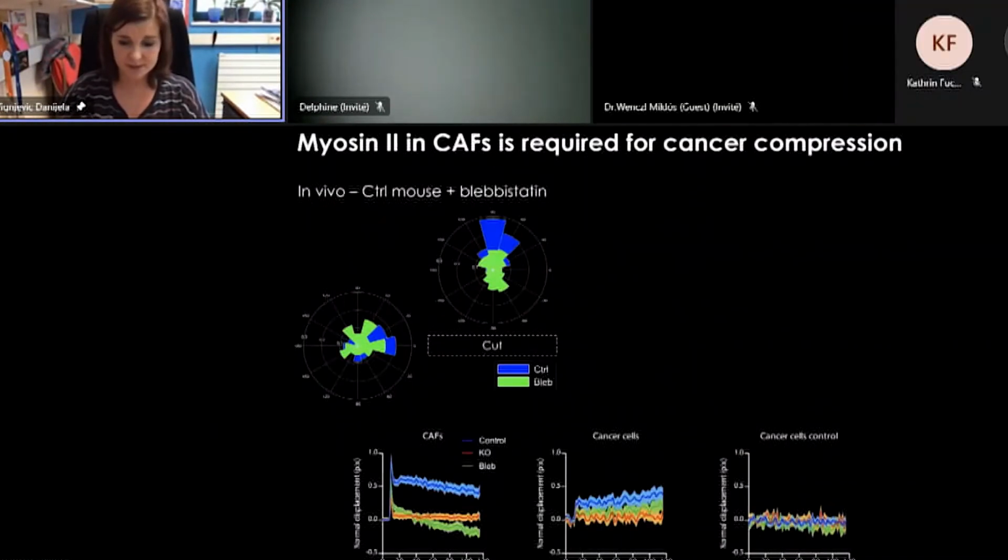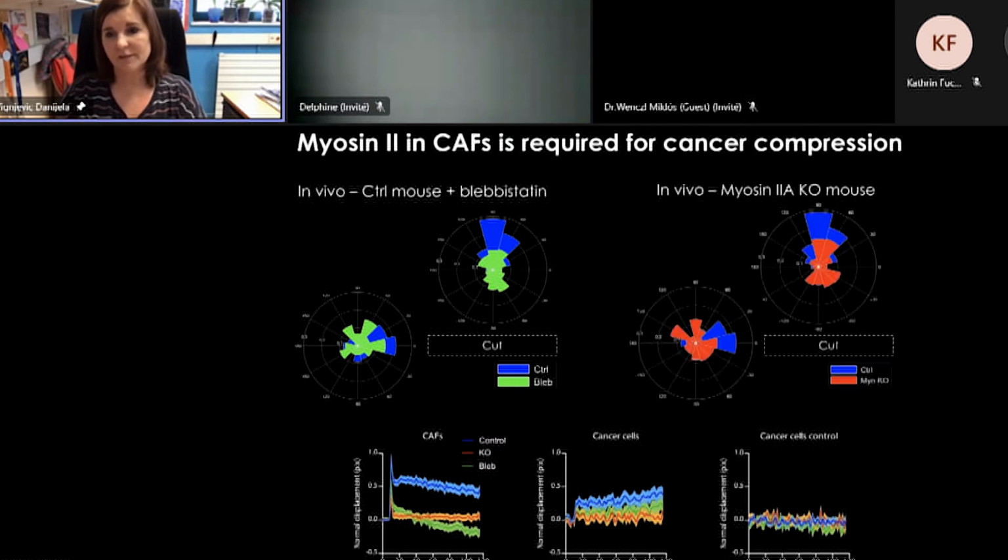The same experiments now, still in vivo. Those are the control tumors. We can inhibit myosin, and we see that both fibroblasts and cancer cells do not respond anymore. If we take the explants of the tumors from the knockout myosin, of course the fibroblasts are not under tension anymore because they don't have myosin, but also the cancer cells are not displacing toward the cut. And that would mean that in the tumors, the compression of the cancer cells is driven by contractility of fibroblasts.